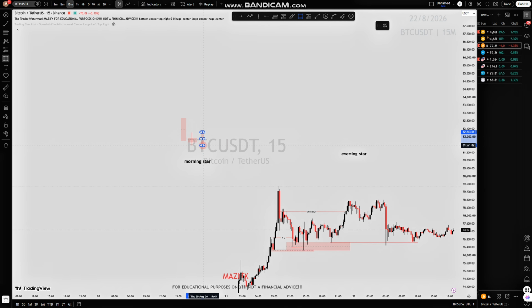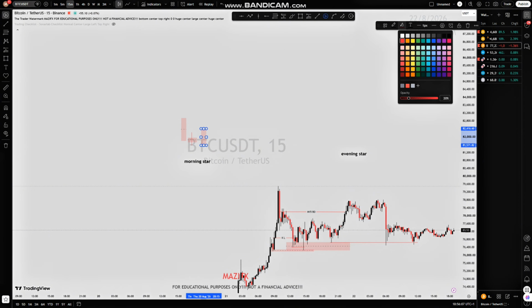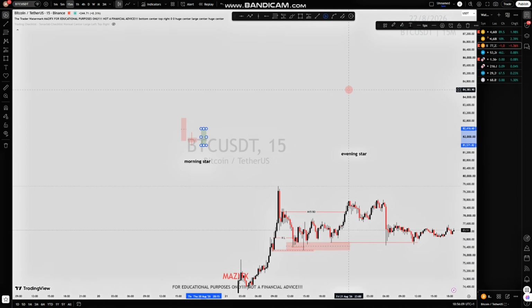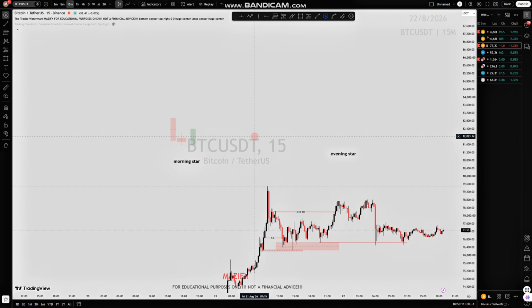Okay, the next candle that will print should what? Engulf this middle guy here. You see that is very long, it's very short, but it should what? Engulf this guy here. And this guy should be a sell candle, while this guy should be a buy candle. Okay, that's the idea. This is a morning star.